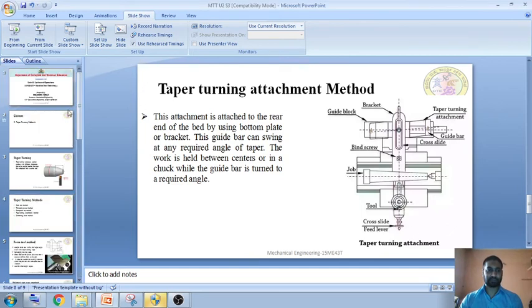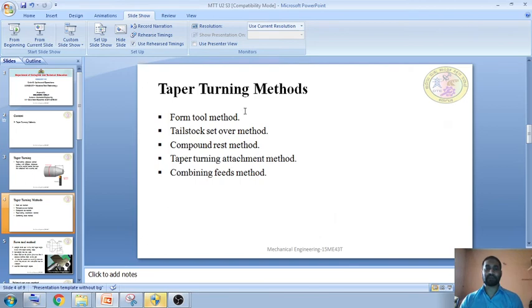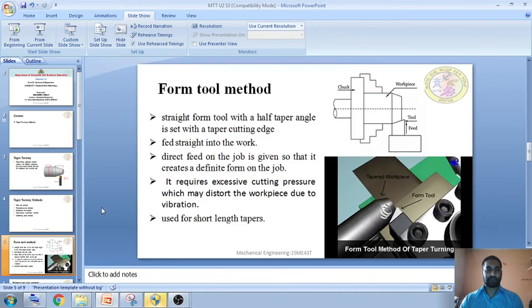So we studied that taper turning is the process of producing a conical surface on the workpiece with a different diameter for a particular length. The different methods of taper turning are form tool method, tailstock set over method, compound rest method, taper turning attachment method, and combining feed methods. The form tool has an angular taper cut which is fed against the axis of rotation of the workpiece. High pressure will be developed, so it is used only for shorter lengths of taper turning.